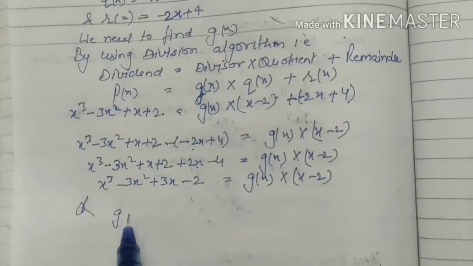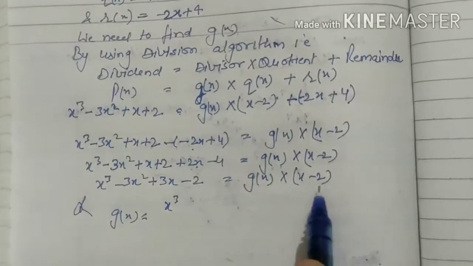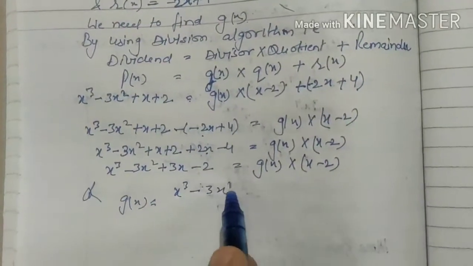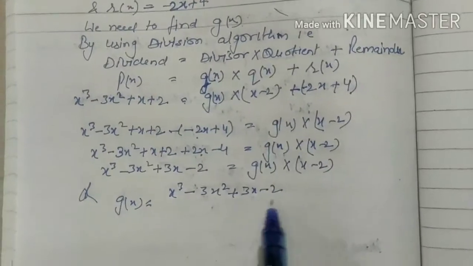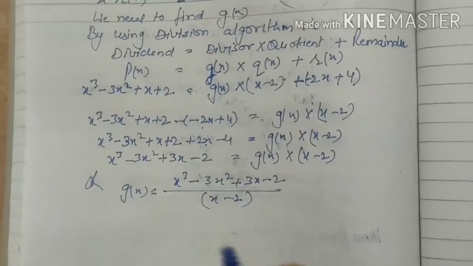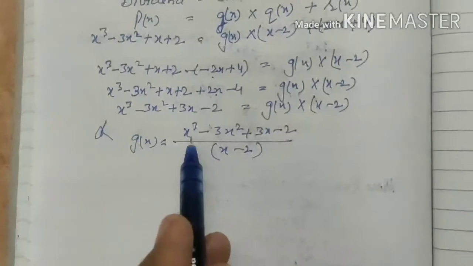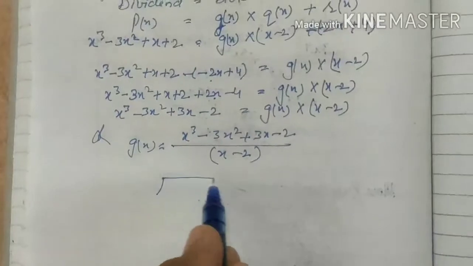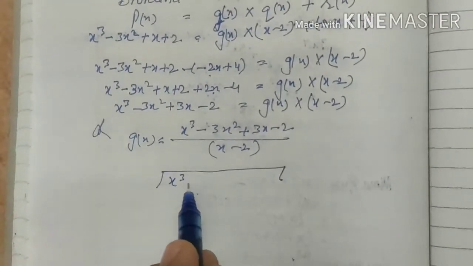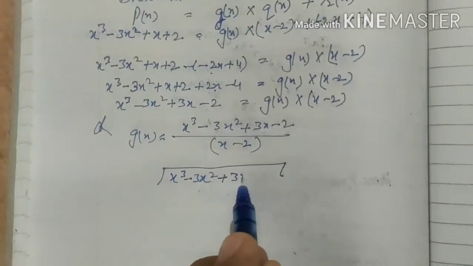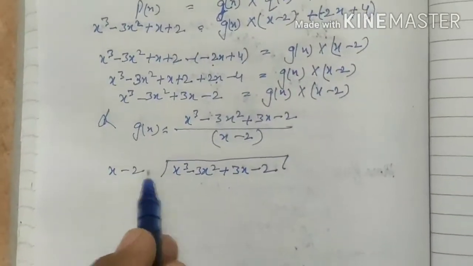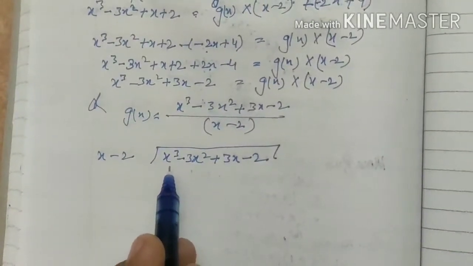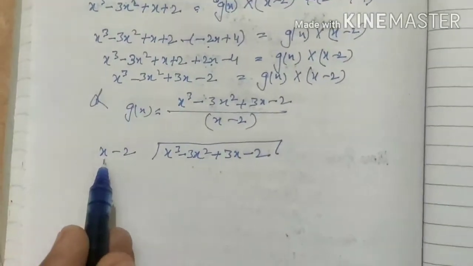Or we can write g(x) as x cube, this will be transposed to the left hand side and become reciprocal. So g(x) will be x cube minus 3x square plus 3x minus 2 upon x minus 2. So now to find g(x), we will divide x cube minus 3x square plus 3x minus 2 with x minus 2. So do the long division, x cube minus 3x square plus 3x minus 2, and here divisor is x minus 2. So now highest degree term of the dividend is x cube, so divide this with the highest degree term of divisor, that is x.